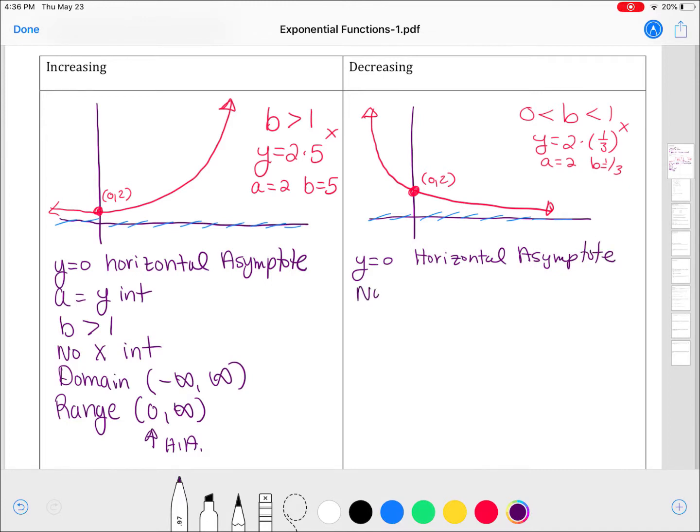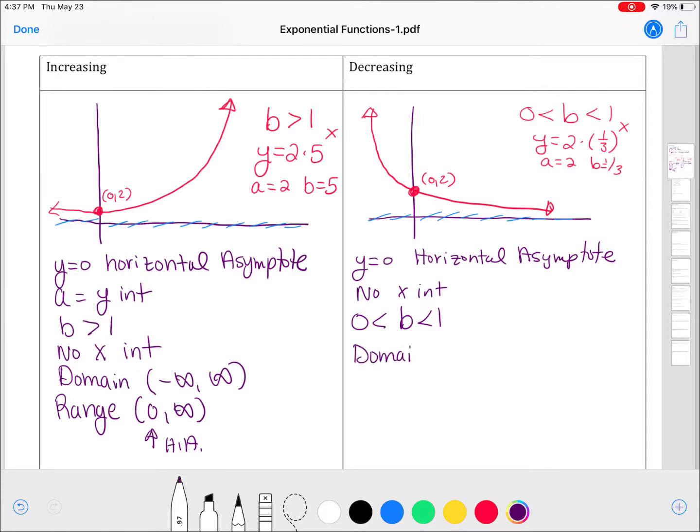Okay, which means there's going to be no x-intercept. It never actually touches the x-axis unless we start shifting it down. It's not going to actually touch the x-axis, but it's going to keep getting closer and closer and closer to it. And in this case, when it's decreasing, b is less than 1, but greater than 0.